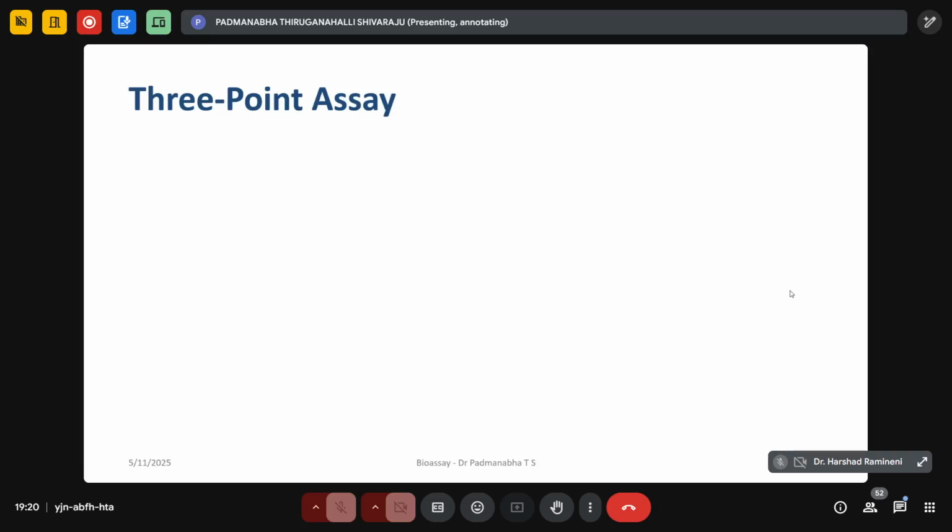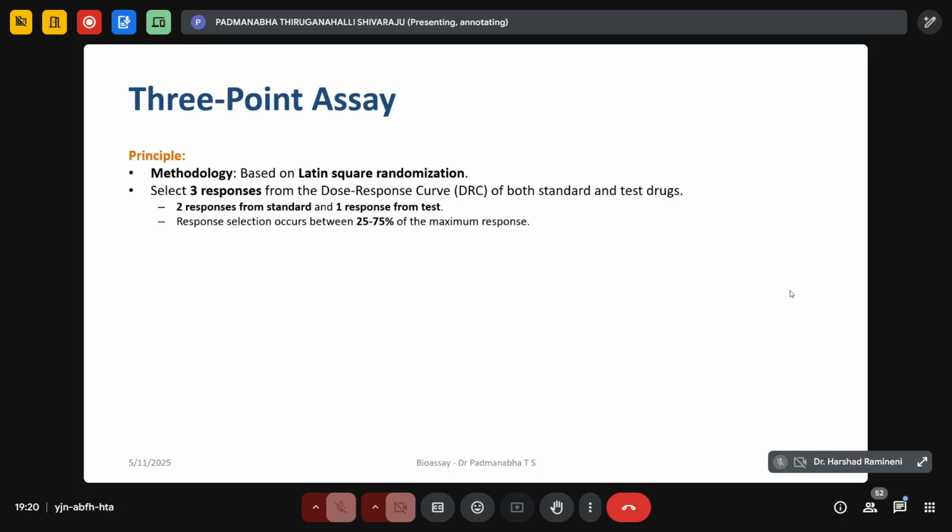Next, a type of multiple point assay is the 3-point assay, where we make use of Latin square randomization. A 3-point assay means there are 3 responses: 2 responses from the standard dose and 1 response from the test drug. A similar concept is utilized: we choose the dose from the range of 25 to 75% of the maximal response. How do we get this? We do it when we are standardizing the graph. From the standardization, initially we need to select the dose from 25% to 75%.